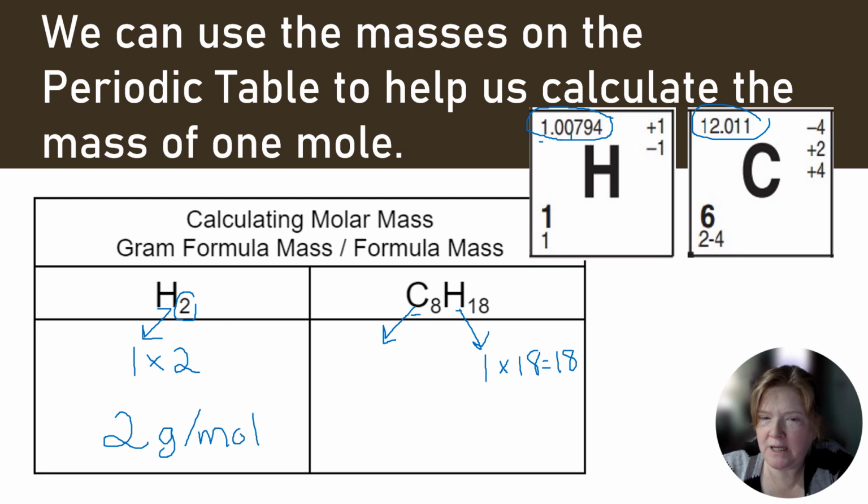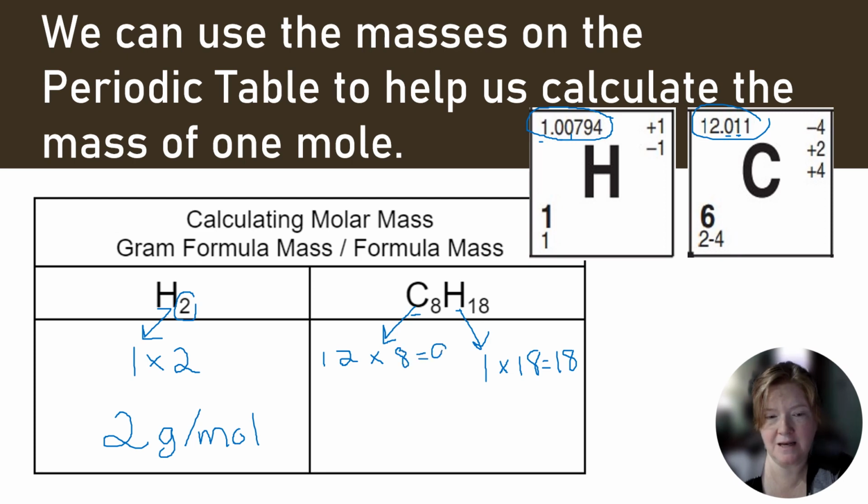So 12.0, okay, so there's the first digit after the decimal. Look at the next one, it's a 1. So I don't round up, so it's 12.0 or just 12, right? And how many carbons do I have? 8. So what is 12 times 8?